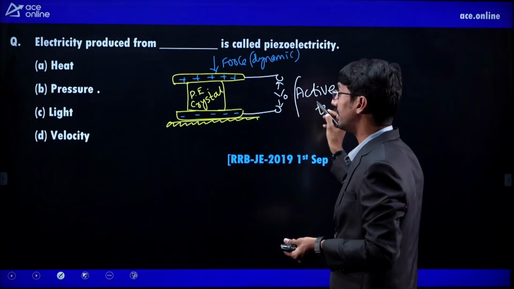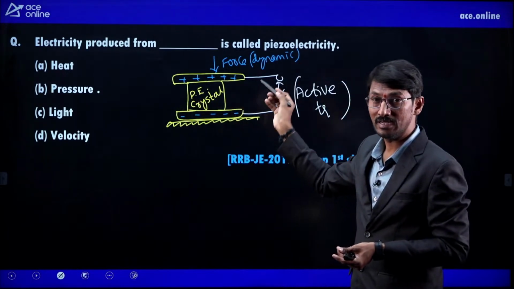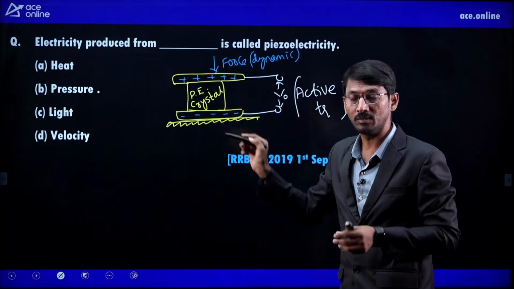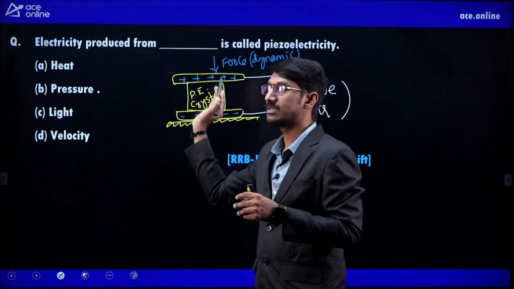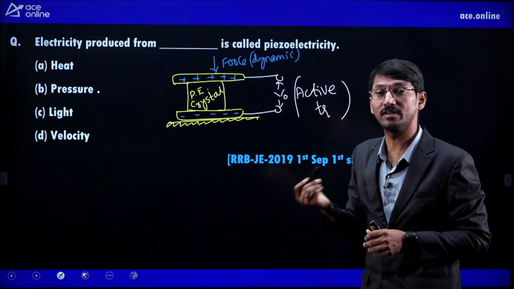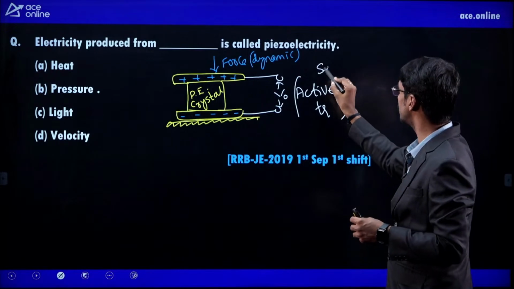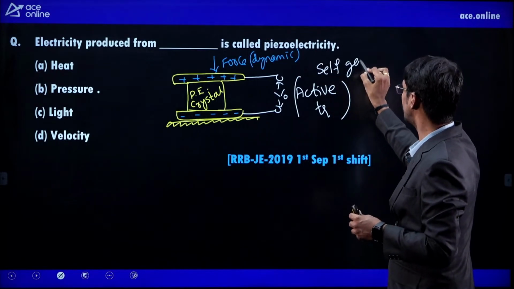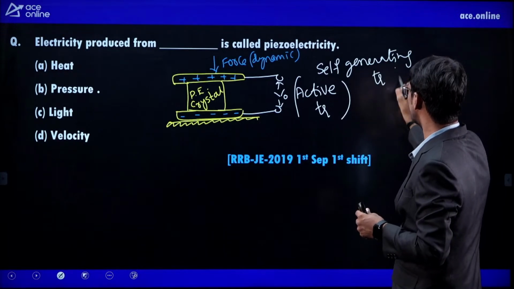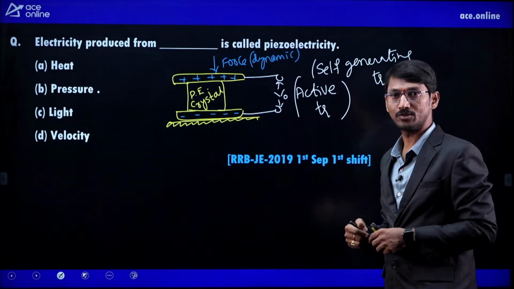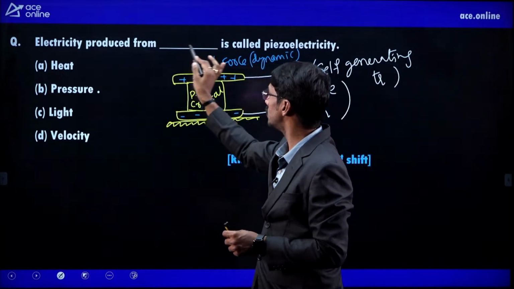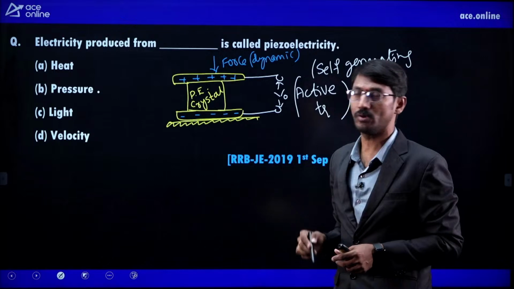Why, sir? It generates the electrical parameters on its own and does not require any supply for its operation. Directly it will be generated. That's why it is self-generating. Active transducer, or we can say self-generating transducer. Now with this entire idea, electricity produced from dash is called piezoelectricity.